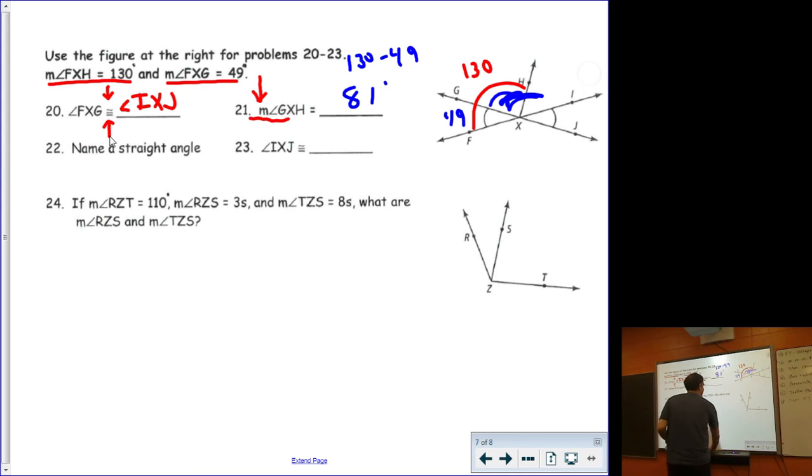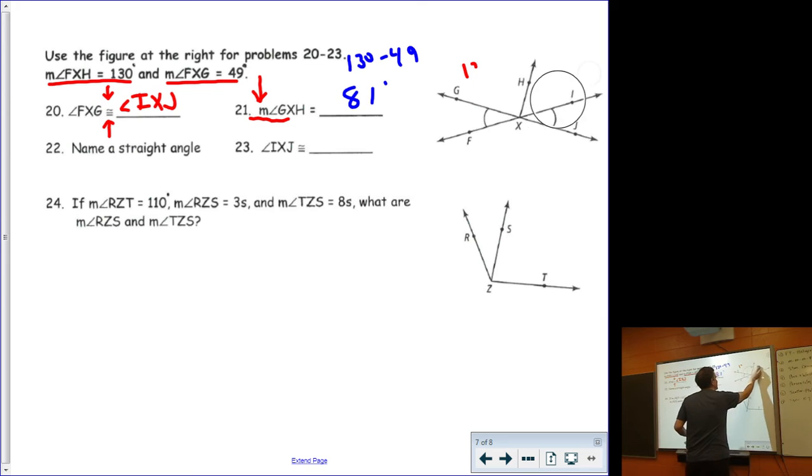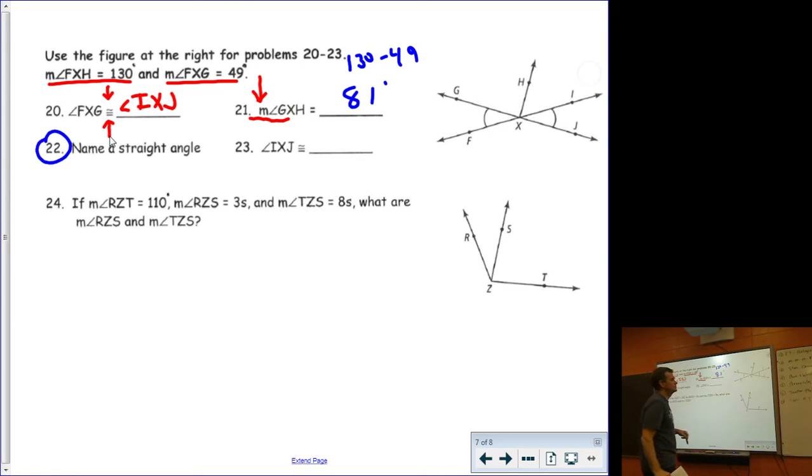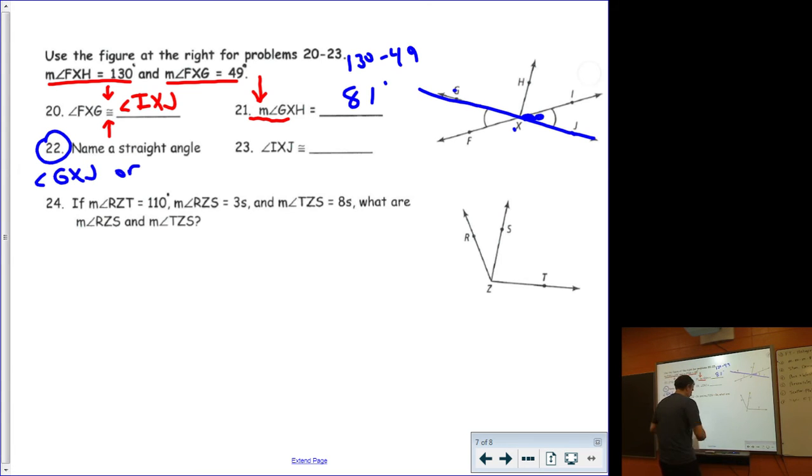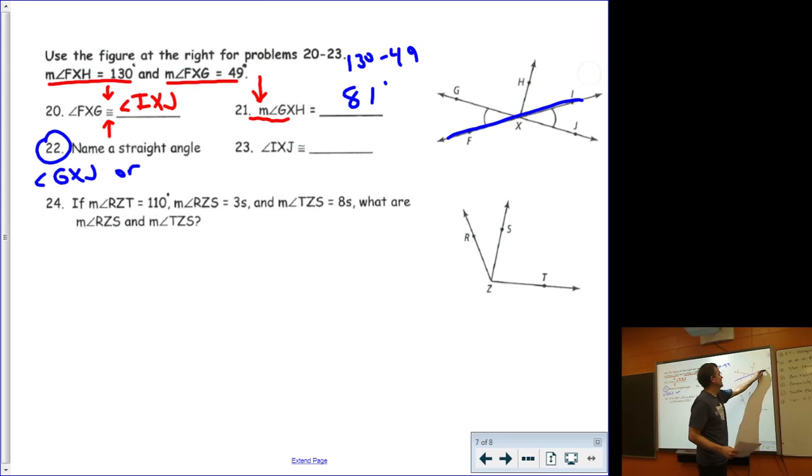Next up it says to name a straight angle. Well, there are two straight angles in this problem. If you look at vertex X, one of the straight angles is right here. So that would be GXJ. Or another straight angle, which is really just a line, is right here. So that would be angle FXI.